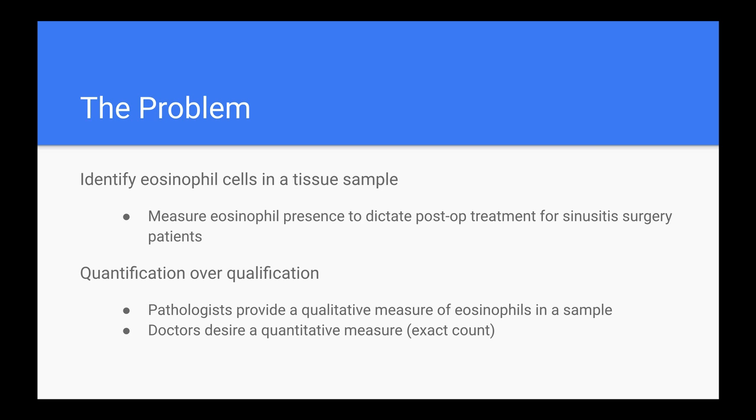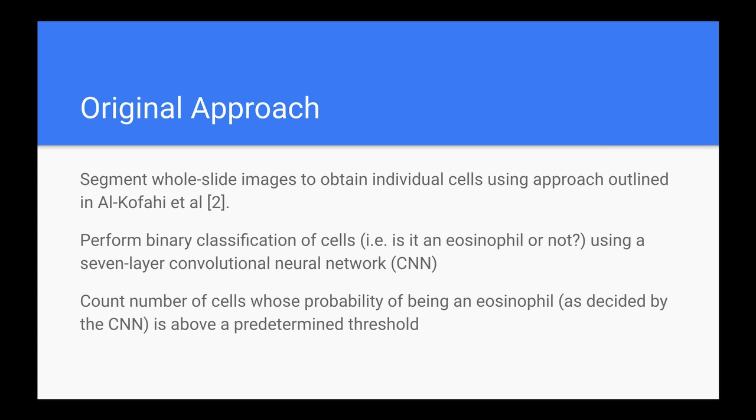So many people suffer from a disease called chronic sinusitis, and it eventually sometimes leads to surgery, and the doctors must determine how to treat the patient after the surgery. So they call in pathologists to provide a qualitative measure of the eosinophils in a nasal biopsy sample from the patient. And increasingly, instead of a qualitative measure, the doctors are looking for a quantitative measure. And in fact, they're looking for an exact count so they can provide better treatment for these patients.